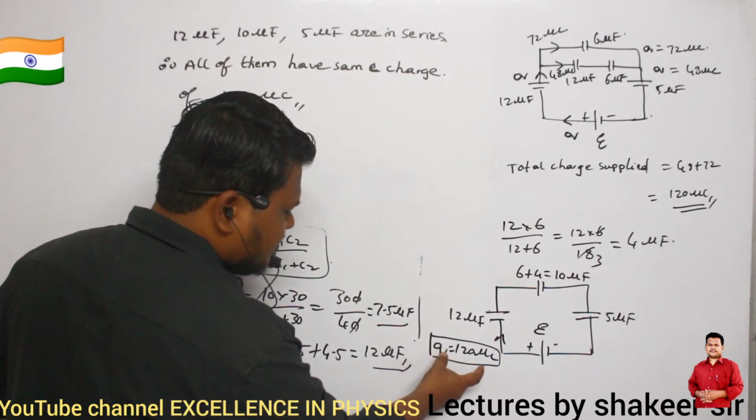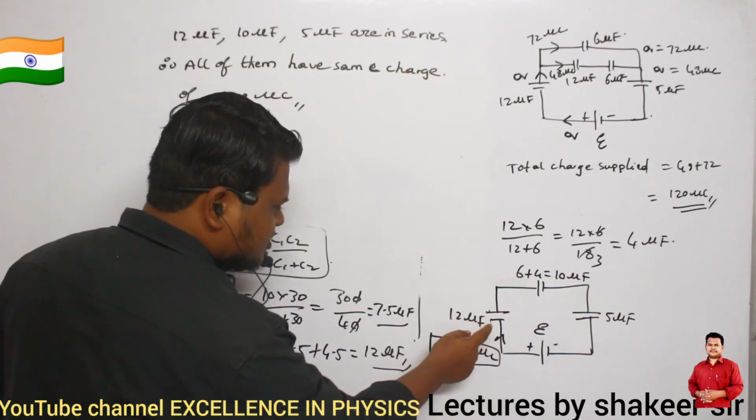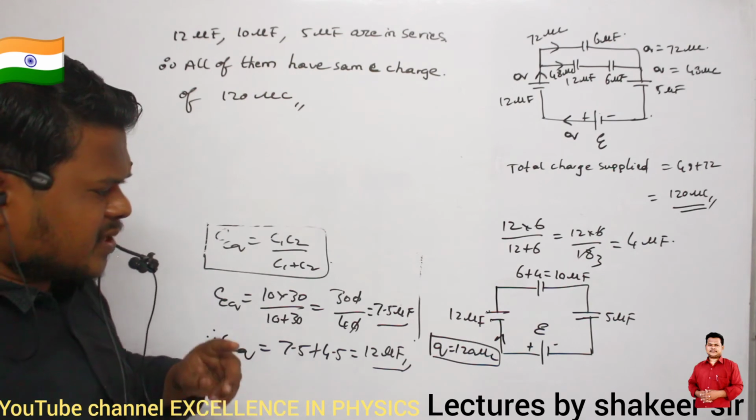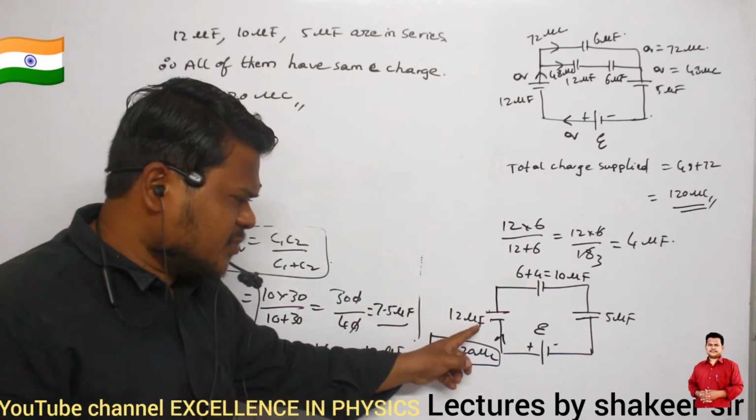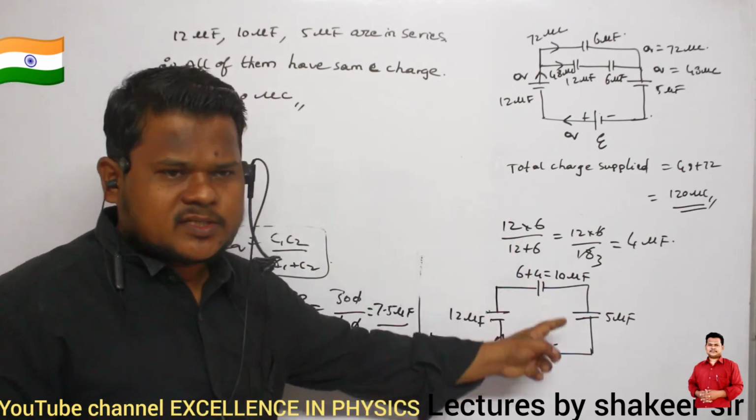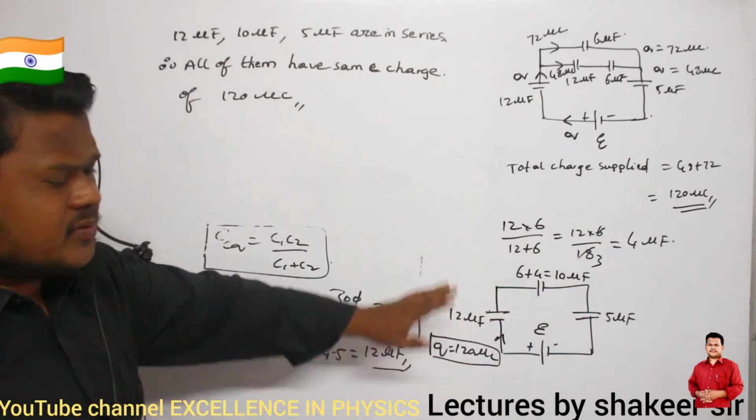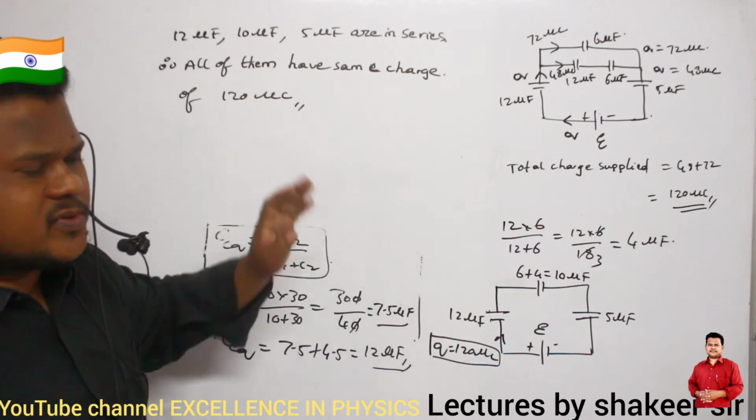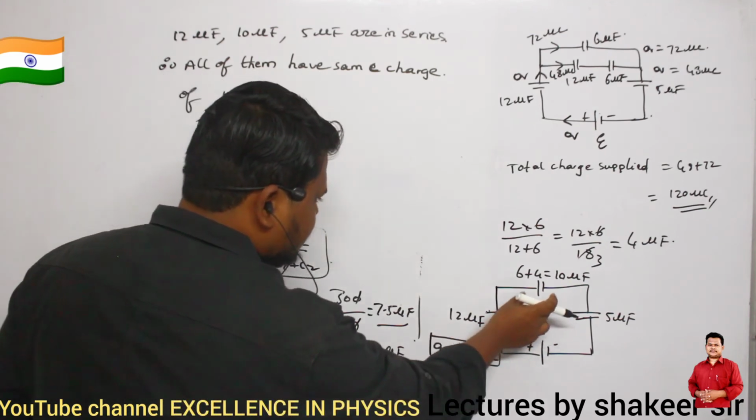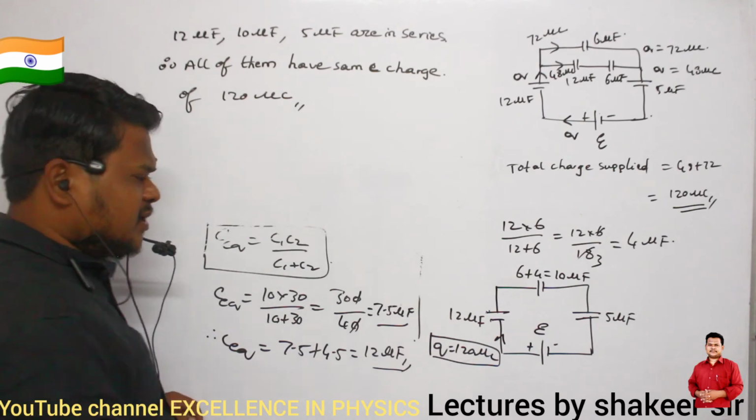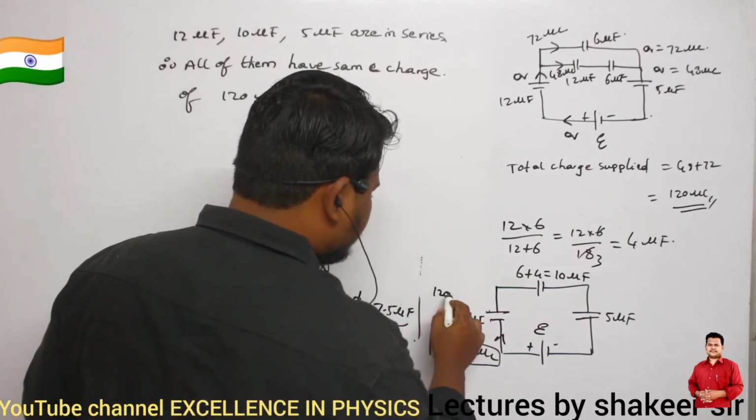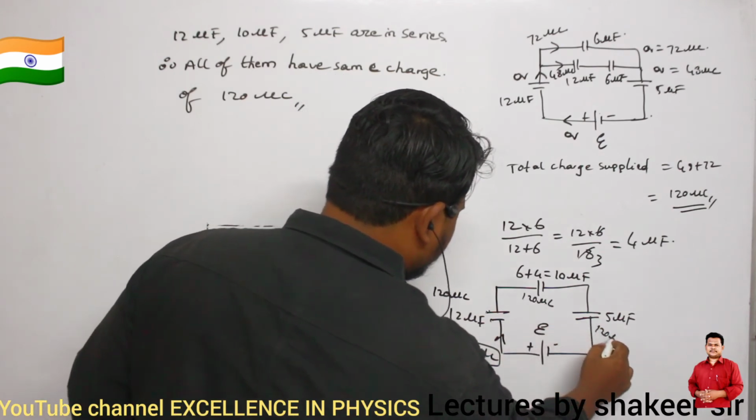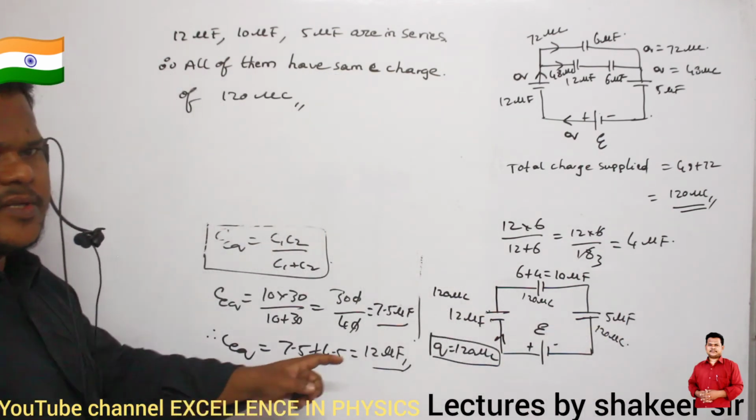So if this is the 120 microcoulombs of charge, who is supplying this charge? The battery is supplying the charge. Battery supplies charge to which one? Only the first plate of the first capacitor. All remaining charges will be induced charges, and induced charges will always be equal and opposite. So if this is 120, this is also 120, this is also 120. Clear? So in this capacitor, what is the charge stored? 120 microcoulombs. Here also it is 120 microcoulombs, and here also. This we have understood already, no?